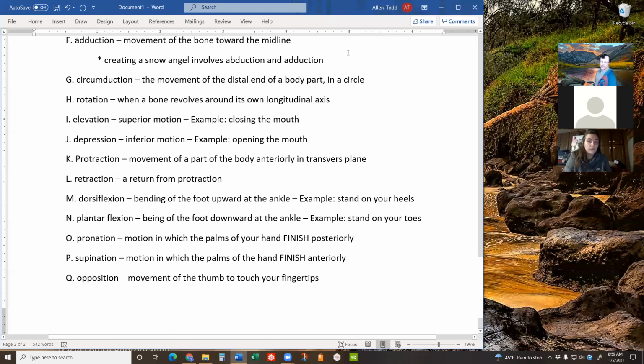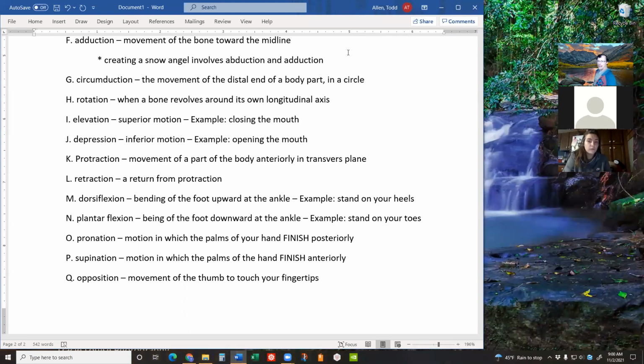So at this time, standing comfortably in anatomical position, I would like you to hyperextend your right hip. Hyperextend your right hip. Okay. Now, if you were in front of your keyboard, I'd ask you what you're doing right now, but don't worry about it. What you should be doing right now is that your right leg should be behind your body, right? Your right leg should be behind your body as you hyperextend your right hip.